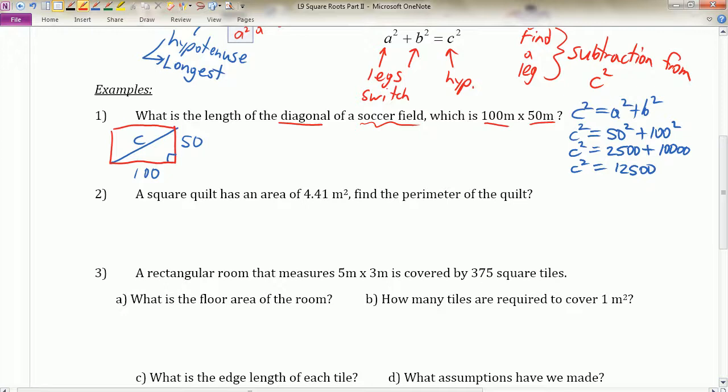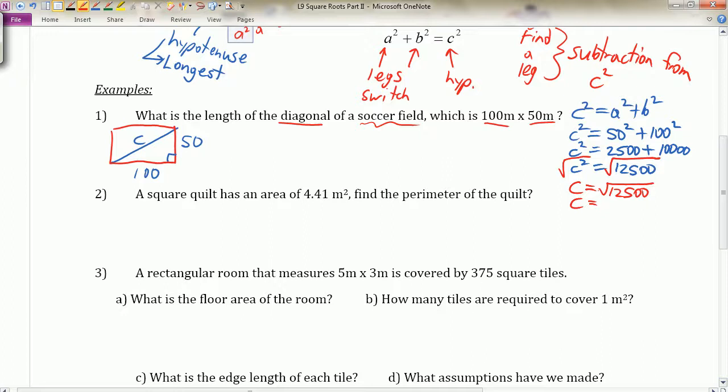So I just squared the numbers, I add them together. How do I get rid of the squared part on C squared? Yep. Square roots. So I do the opposite of squaring, I square root. Do the opposite, keep it equal. So C equals the square root of 12500. Now you go to your calculator.